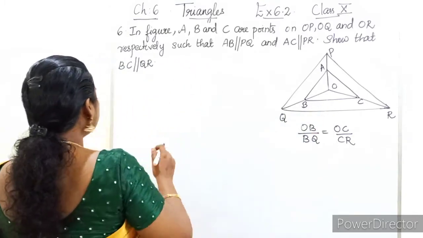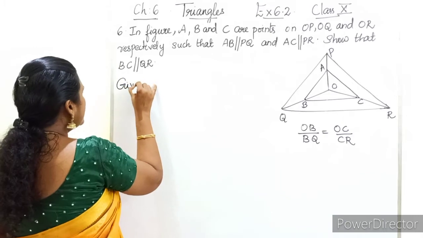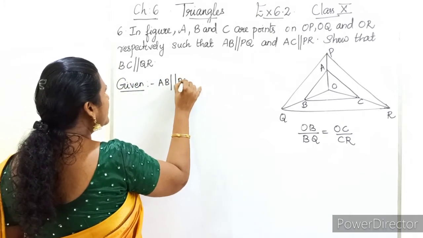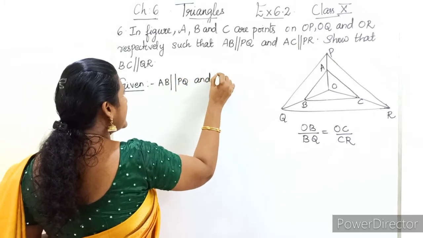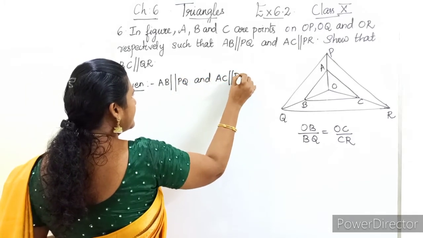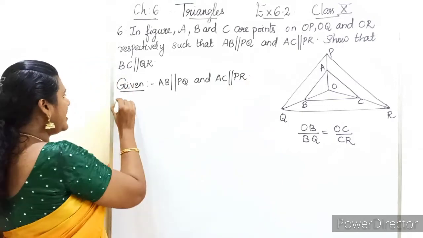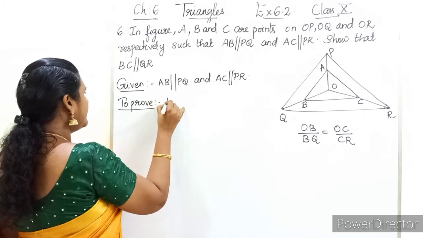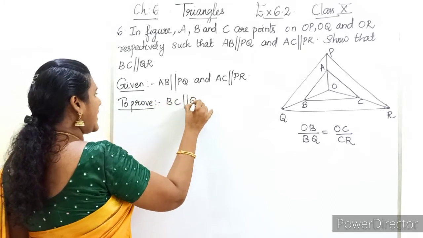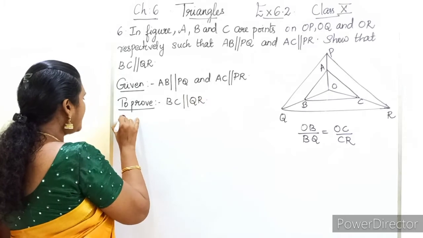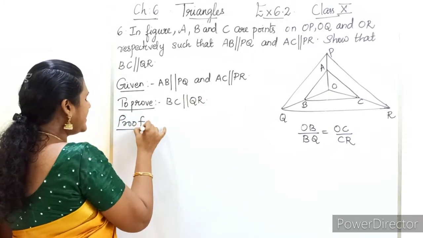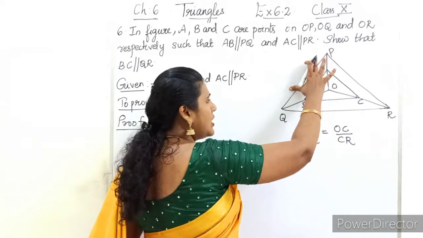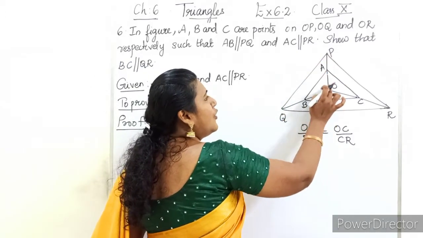So first we will write given: AB is parallel to PQ and AC is parallel to PR. So these two conditions are given. To prove, we have to prove BC is parallel to QR. Now proof, we will see the proof. First we will take the first condition, that is AB is parallel to PQ. So we will consider triangle OPQ.